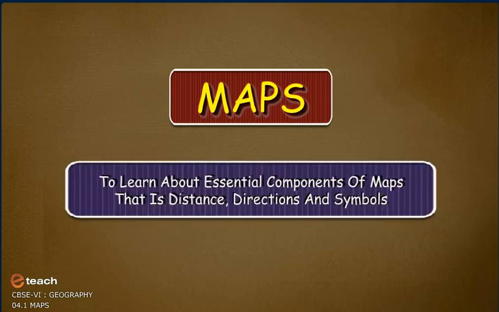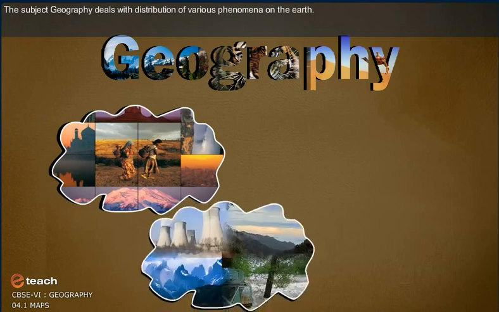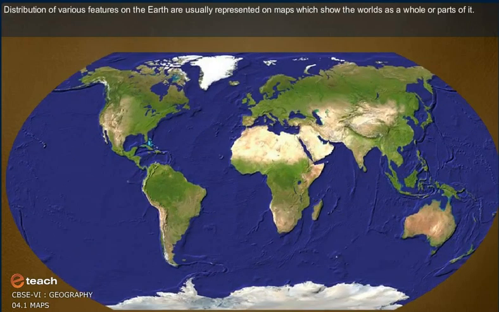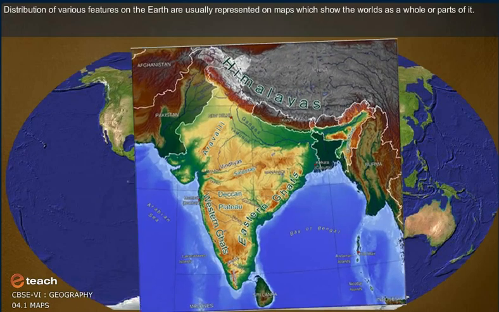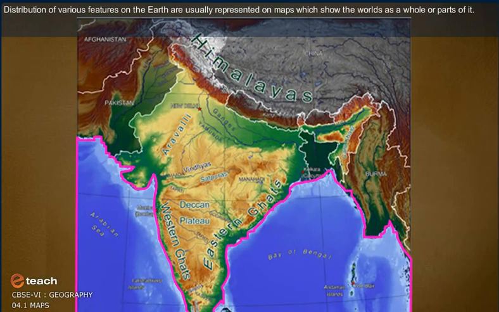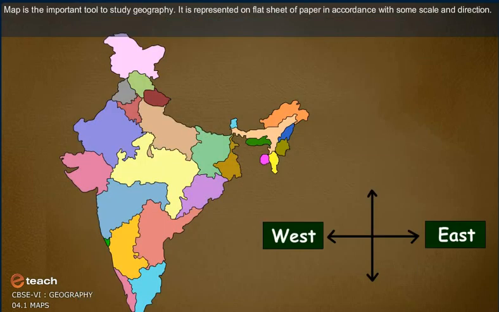Maps. To learn about essential components of maps, that is distance, directions and symbols. The subject geography deals with distribution of various phenomena on the earth. Distribution of various features on the earth are usually represented on maps, which show the world as a whole or a part of it.